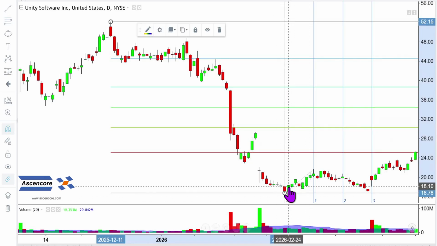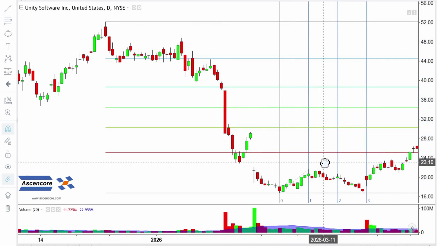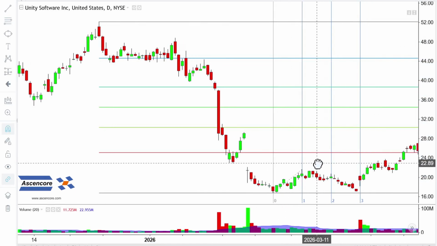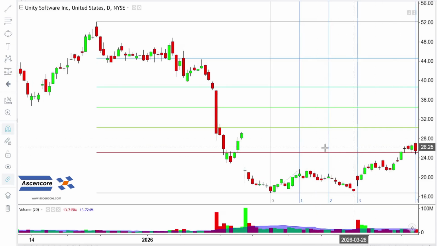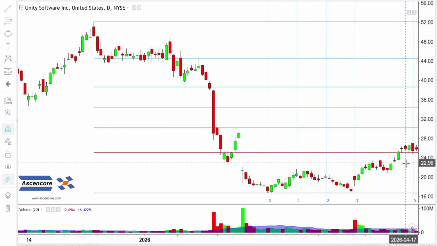However, when we use this choice of placing a Fibonacci retracement on the entire length of the downtrend, the proportions are obviously much larger.